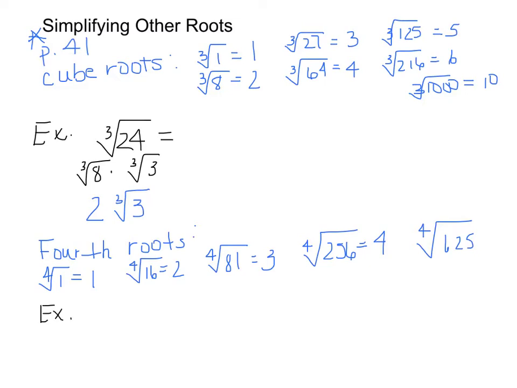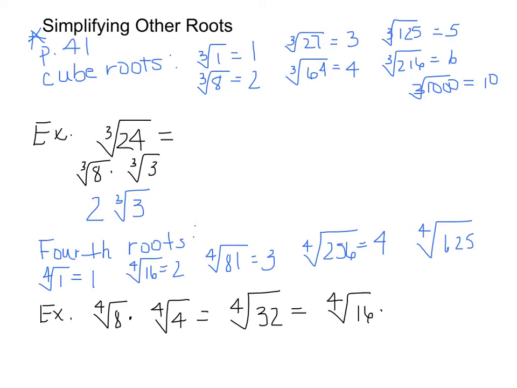So, let's say you had something like this. Fourth root of 8 times the fourth root of 4. Well, first you want to multiply them together. You'll get the fourth root of 32. Then you look in your common fourth roots, and you know that you can break 32 down to 16 times 2. And the fourth root of 16 is 2. And the other 2 will stay under the radical. Okay?